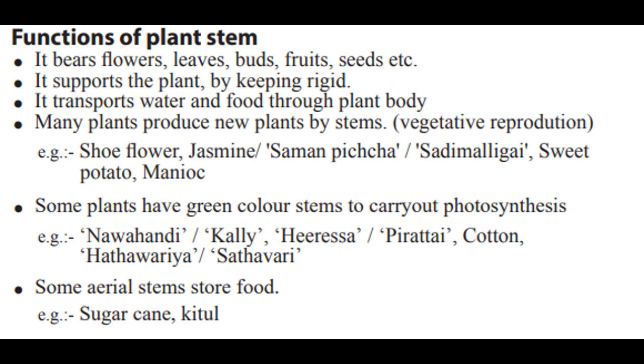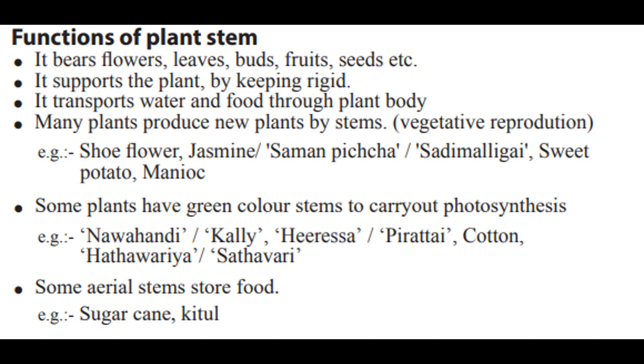Right, children? So there's another function done by plant stems, that is storage of food. Do you like sugar cane? We get this sugar juice from sugar cane, and we can make sugar using this juice of the sugarcane plant. So actually that is the stored food in the sugarcane plant. So there are some plants that store their food in the stem. Understand? So storage of food is another function done by plant stems.